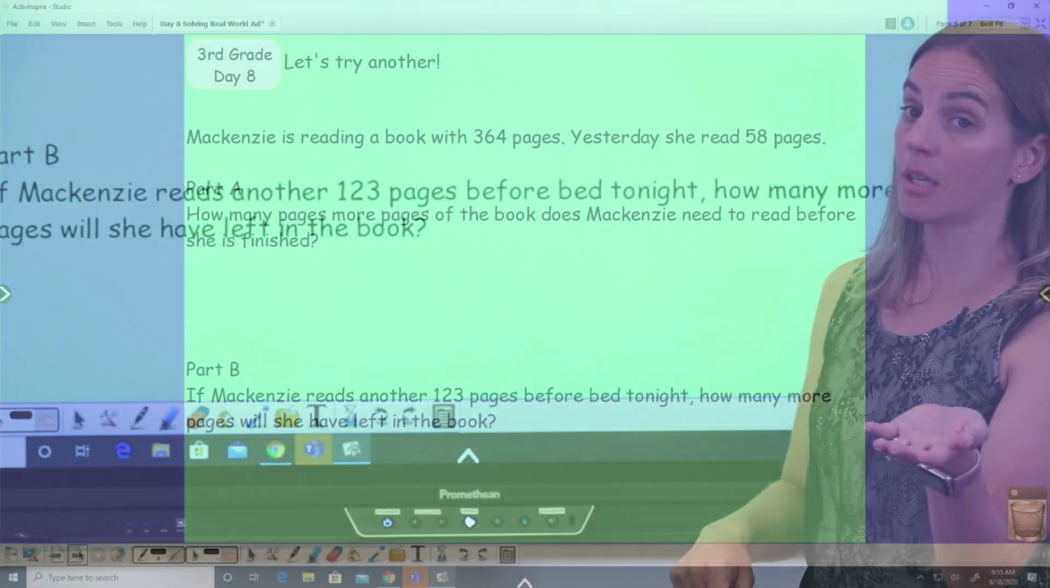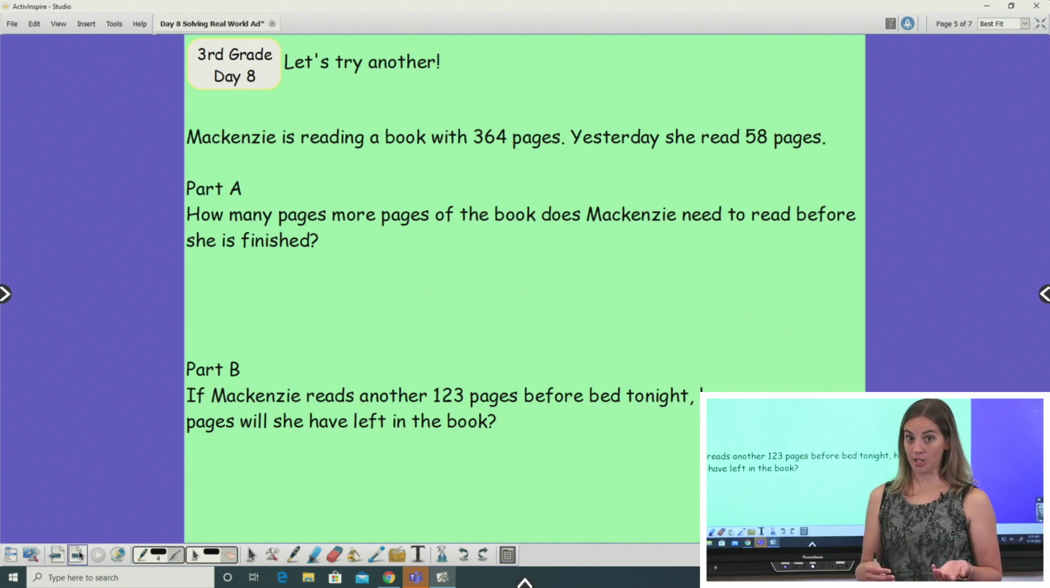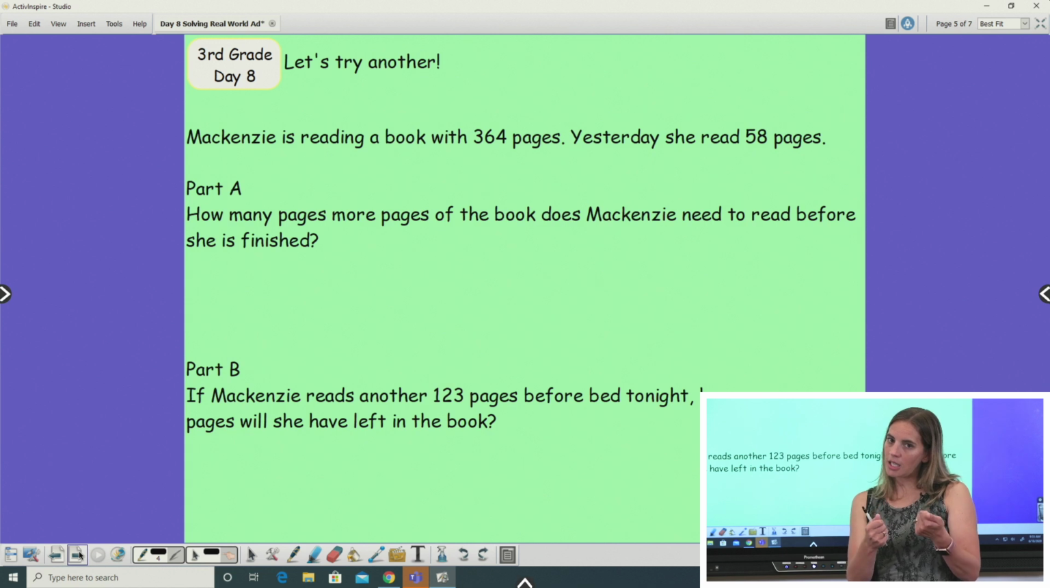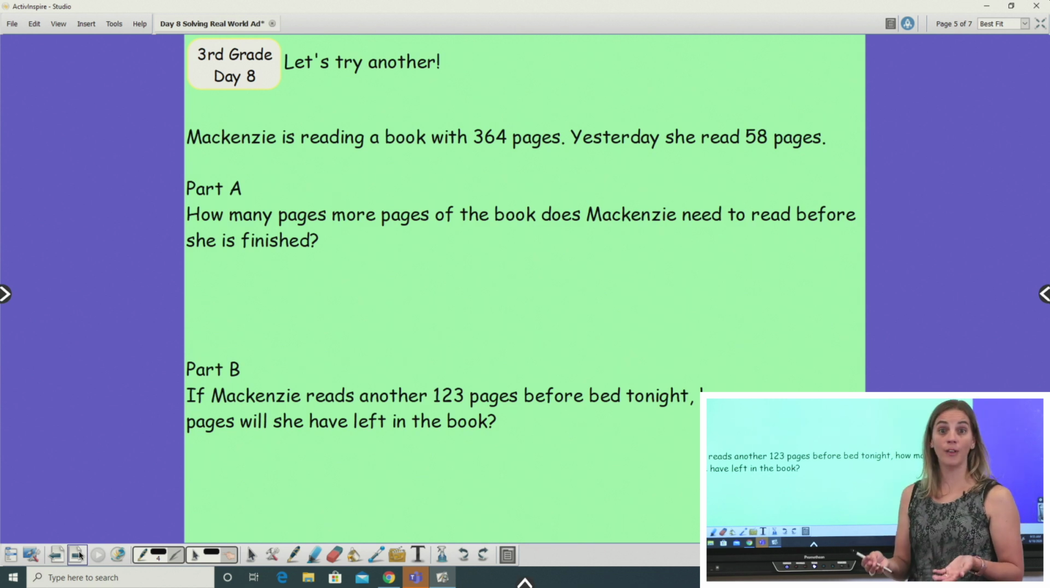All right, Mackenzie's reading a book with 364 pages. Yesterday, she read 58 pages. So she's got her book in her hand. She's reading. She's read 58 pages. How many more pages of the book does Mackenzie need to read before she's finished?